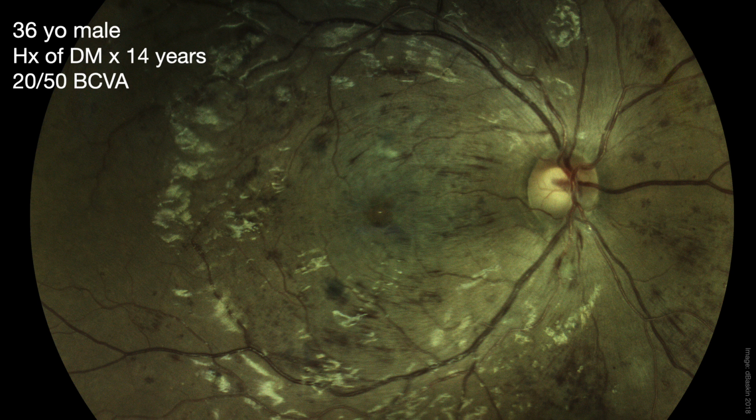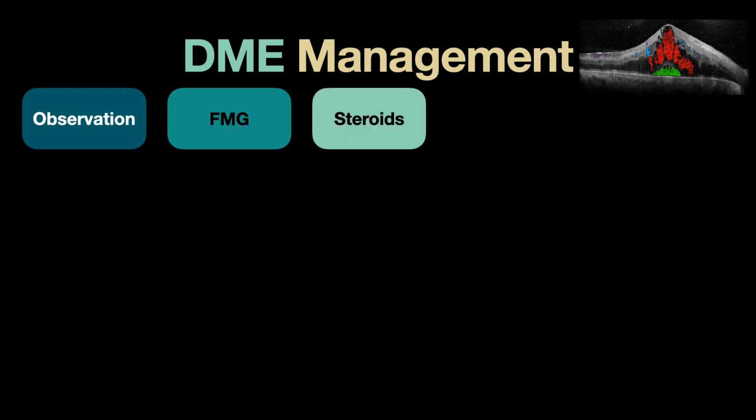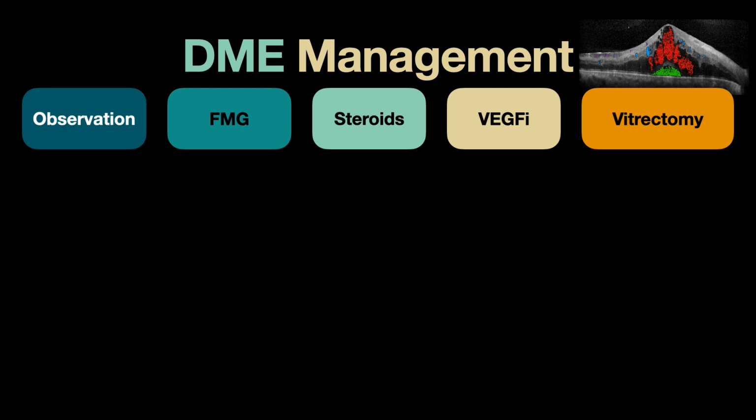36-year-old male here, history of diabetes times 14 years, 20/50 vision. Here's his OCT scan. He has intraretinal and subretinal fluid, right? How do we treat him? What are our options? We could observe. We could do FMG, that's focal macular grid laser, steroids, anti-VEGF, or vitrectomy.